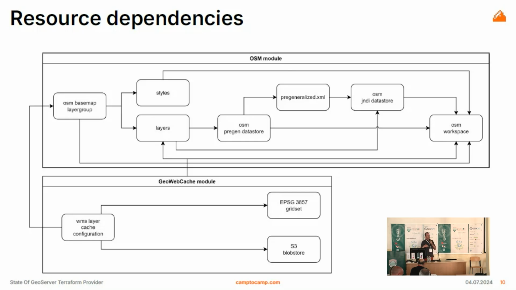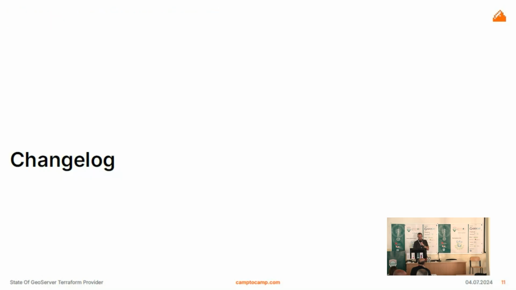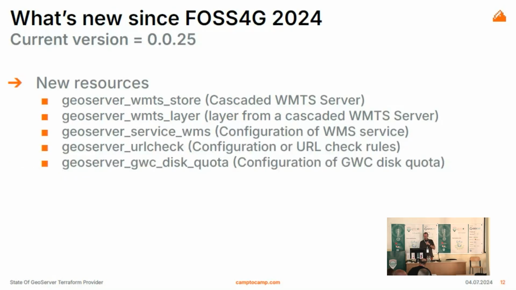So we don't have to explicitly declare you need to create first the workspace, then the data store, and so on. We just have to describe how things relate together, and it is found out by Terraform how to do that. So what has been changed since last year?